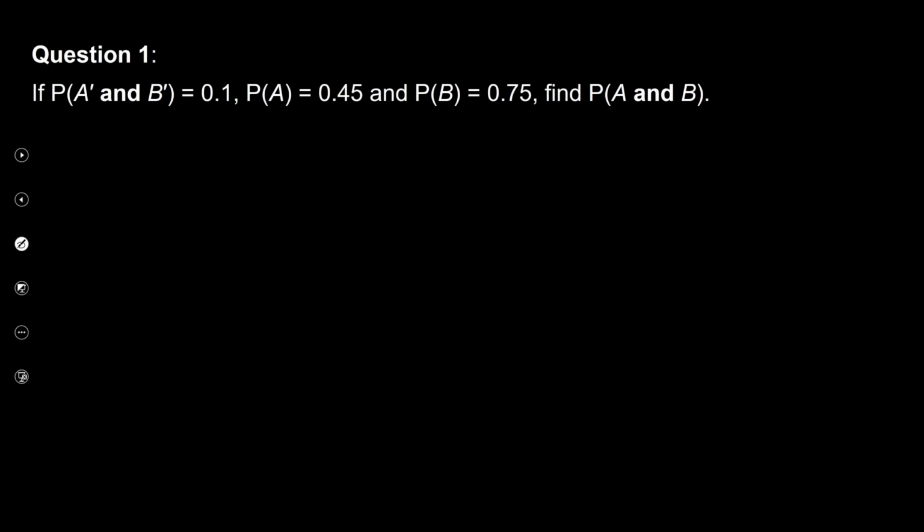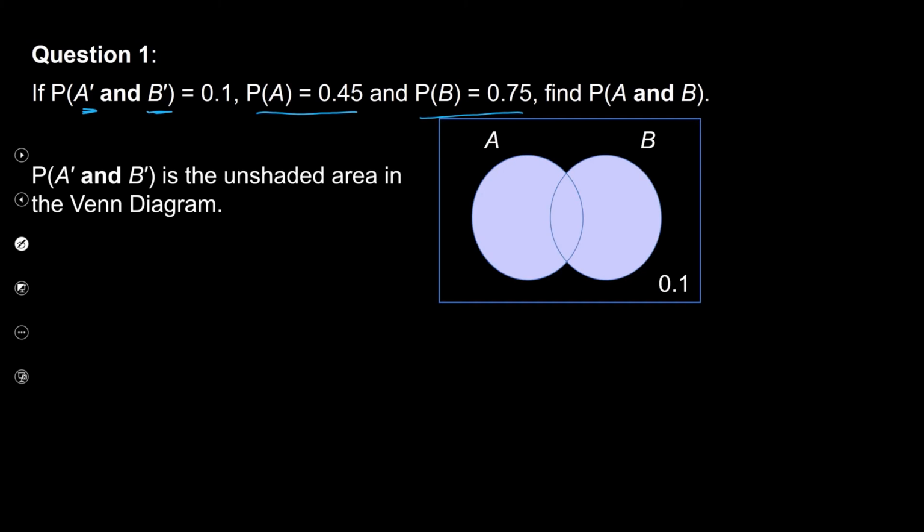So let's look at an example. This is what is given. The probability of not A and not B is 0.1. The probability of A is 0.5. The probability of B is 0.75. The question is, find the probability of A and B. So firstly, what does this mean? The probability of not A and not B is the unshaded region in the Venn diagram, because if event A and event B is inside, the outside is 0.1. Are we all together? Makes sense? Okay.